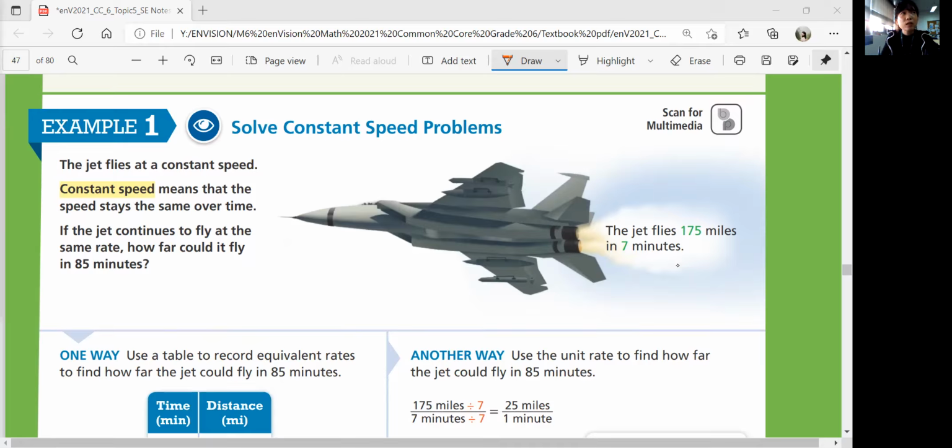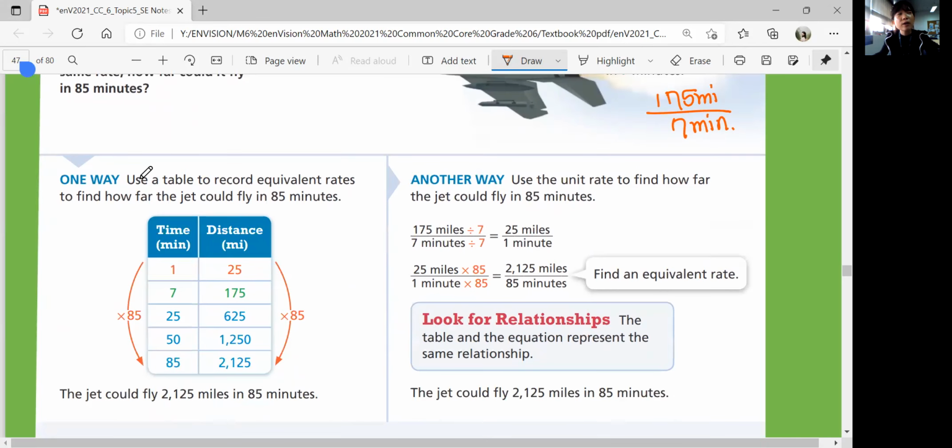So here, the speed of the jet is 175 miles in 7 minutes. Okay, so how far could it fly in 85 minutes? One way, you're going to use the table. 1 minute, 7 minutes, you have 175 miles. If you divide both numbers by 7, you get 1 minute, and in 1 minute, you'll cover 25 miles.